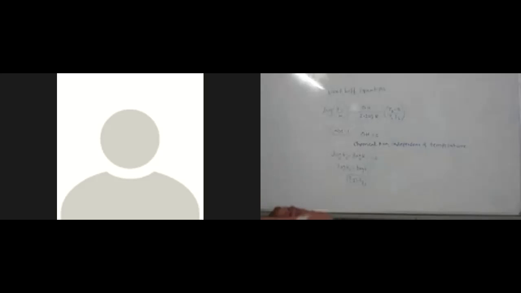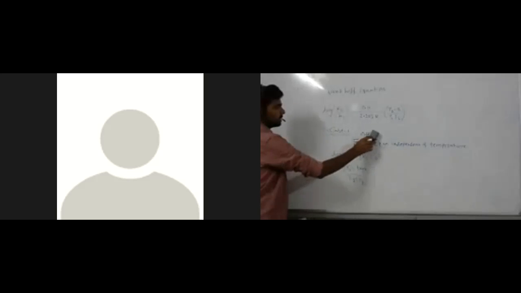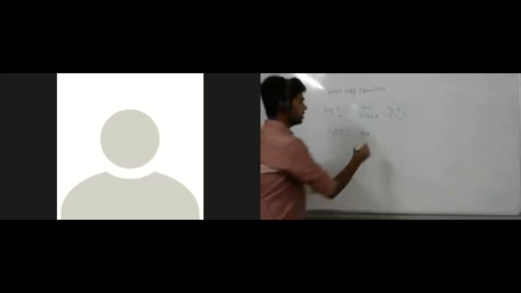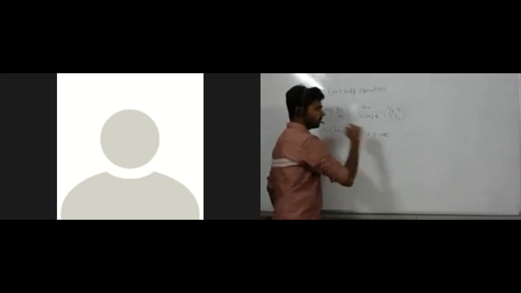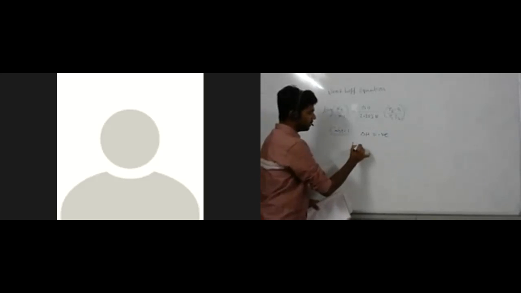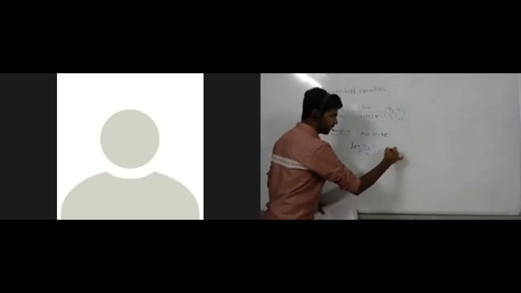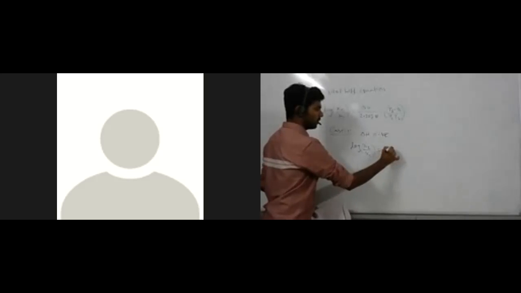Next we will see a different case, case 2. Suppose delta H is negative. Delta H is equal to negative. So what is the reaction? Exothermic, right? Delta H is negative, so it is an exothermic reaction. Now log K2 by K1, the overall value becomes negative here. Overall value comes in negatives only.